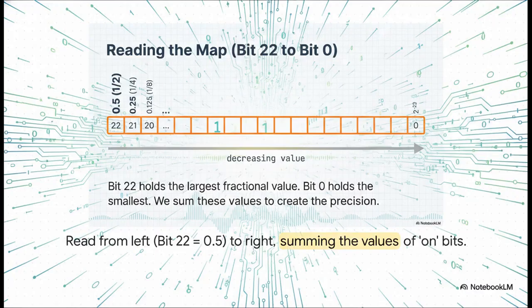So to figure out the final precision, the hardware just zips through these 23 bits from left to right. It starts with bit 22, which is worth 0.5, and it goes all the way down to a teeny tiny fraction at bit 0. Then it just adds up the values for every single bit that's flipped on.